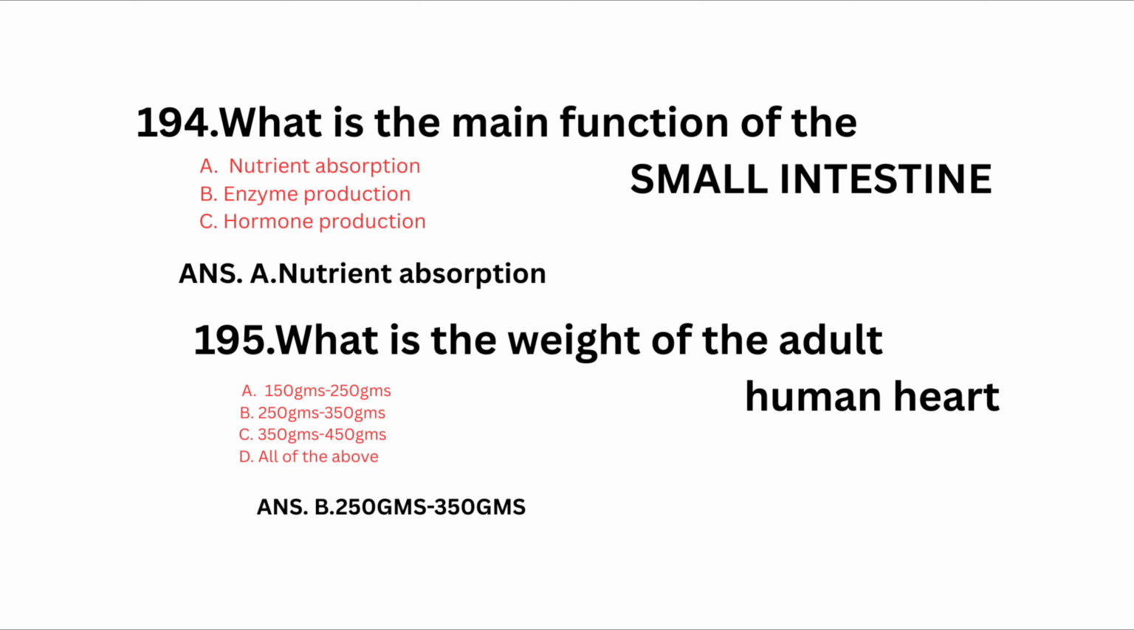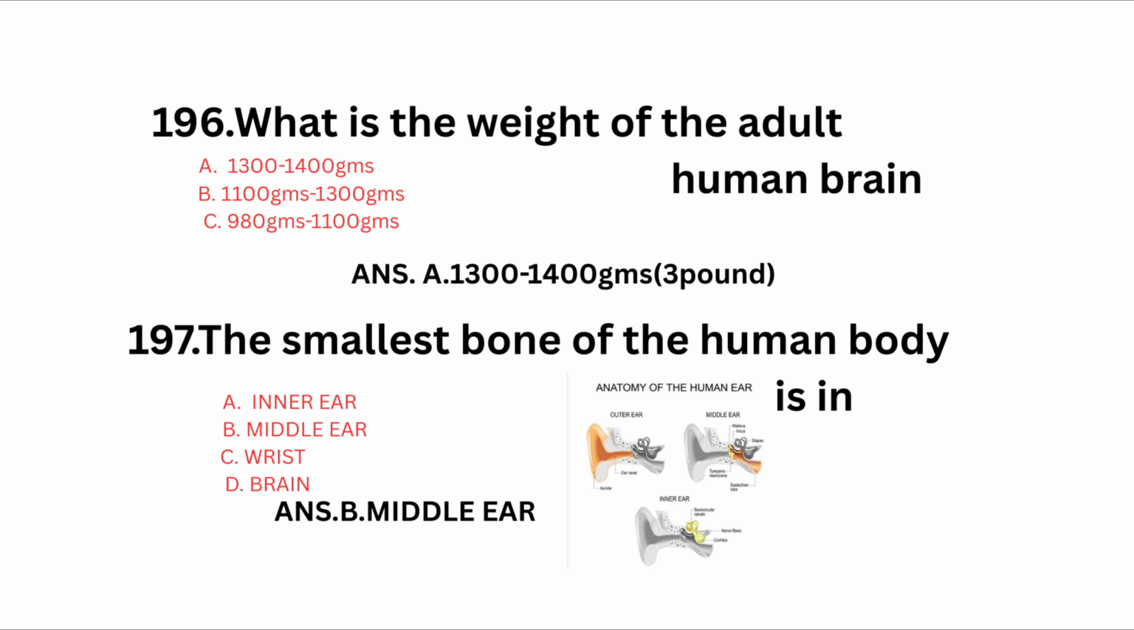A 150 to 250 grams, B 250 to 350 grams, C 350 to 450 grams, D all of the above. Answer is 250 to 350 grams. So the average human heart weighs between 250 to 350 grams, about the size of a fist. 196, what is the weight of adult human brain? A 1300 to 1400 grams, B 1100 to 1300 grams, C 980 to 1100 grams. Answer A, 1300 to 1400 grams, or 3 pounds. That's the correct answer.